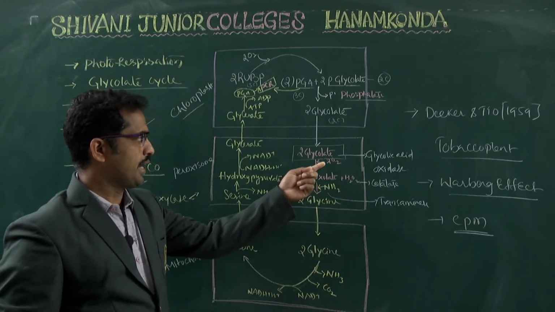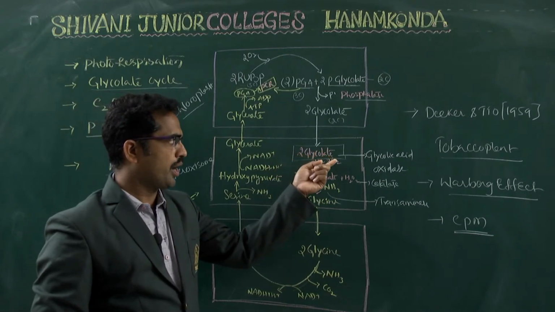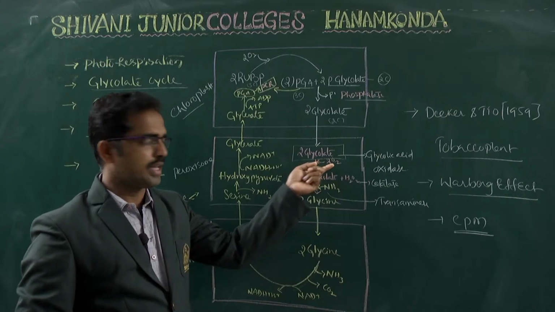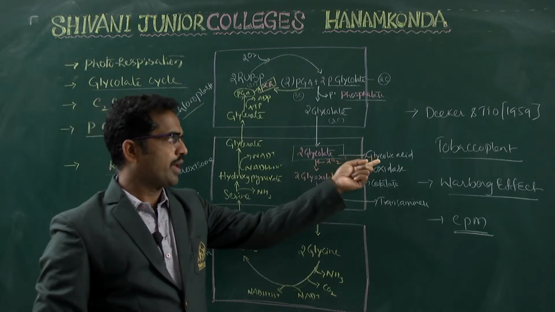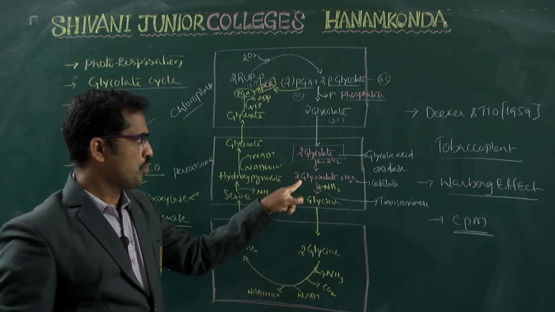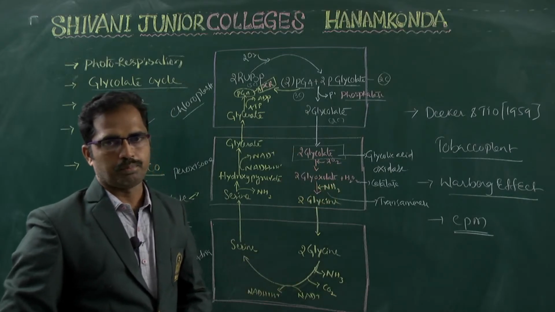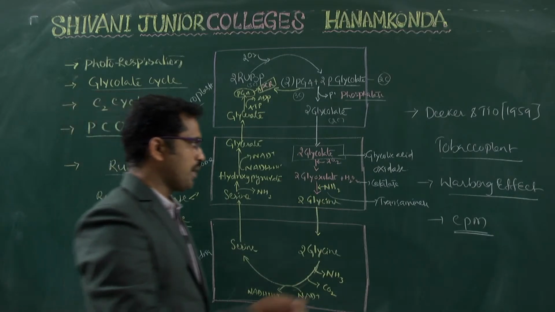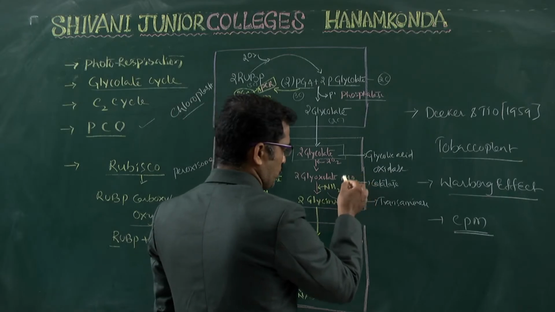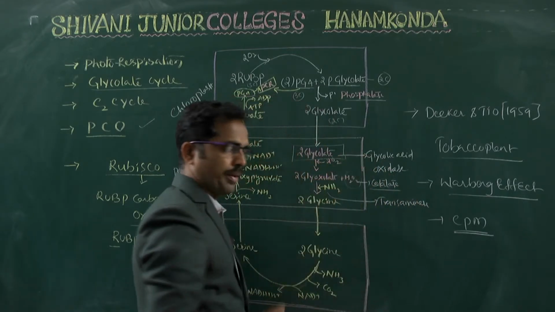There is another oxygenation. These two molecules of glycolate bind with the two molecules of oxygen in the presence of glycolic acid oxidase. Then we will get the two molecules of glyoxylate and hydrogen peroxide. This hydrogen peroxide dissociates into water and oxygen in the presence of the catalase enzyme.